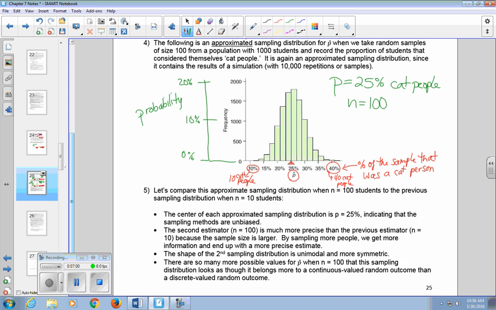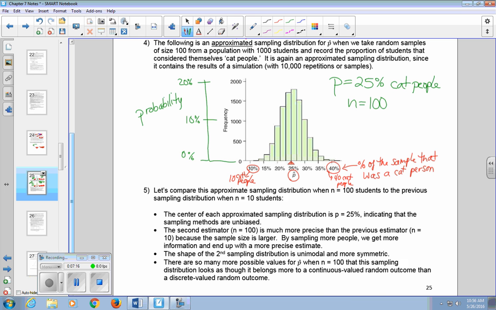Take a look at the second estimator. This is when the sample size is 100. These are much more precise than the previous estimator when the sample size was 10 because the sample size is larger. So by sampling more people, you get more information and end up with a more precise estimate.